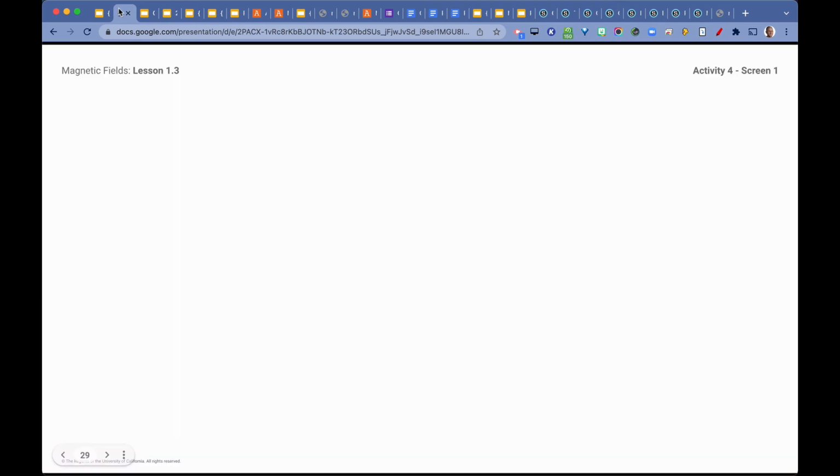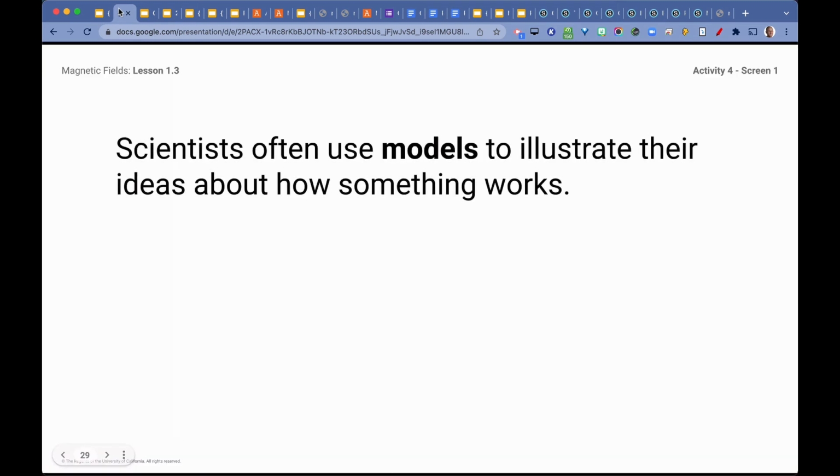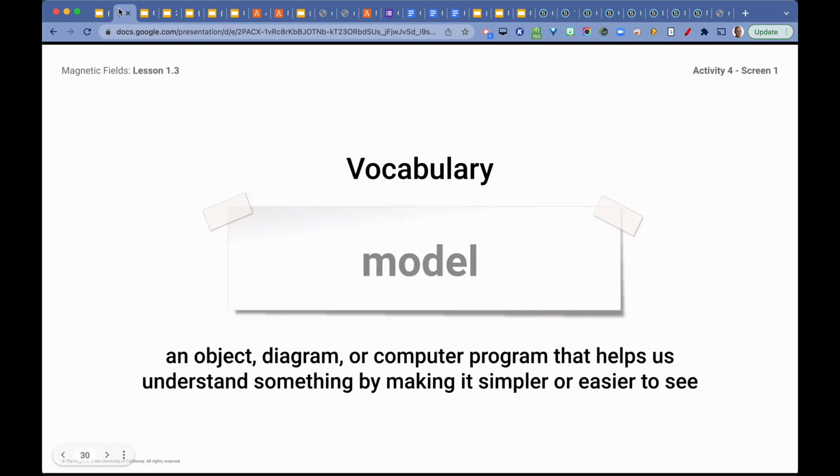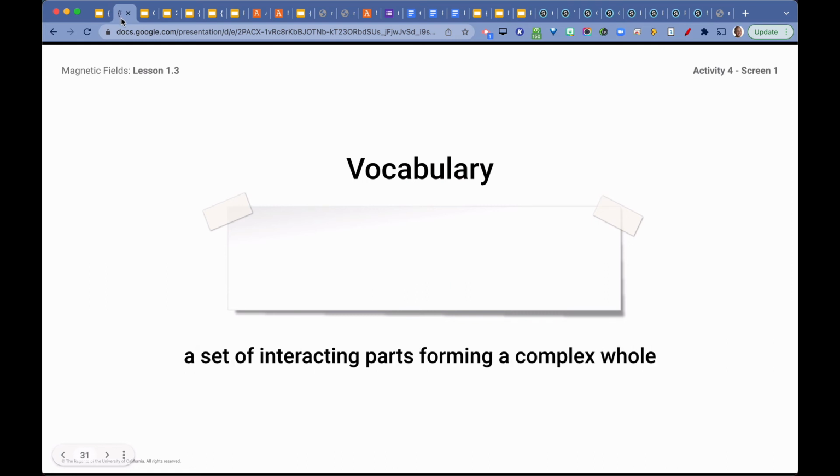And then they modeled the system of magnets. So the scientists often use models to illustrate their ideas about how something works. So we used a modeling tool to show our ideas of how the interaction between magnets in a system. So vocabulary word we also copied down on page 21 is model, an object, diagram, or computer program that helps us understand something by making it simpler or easier to use.